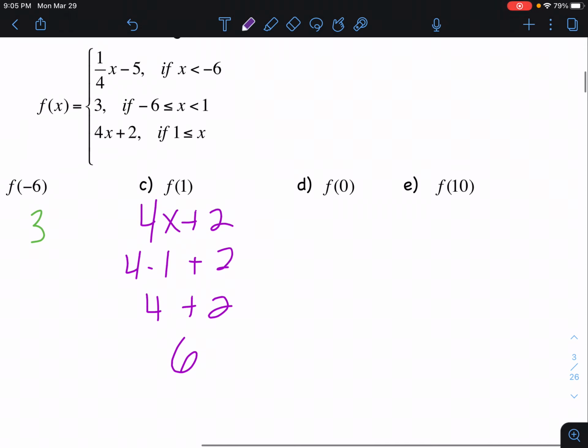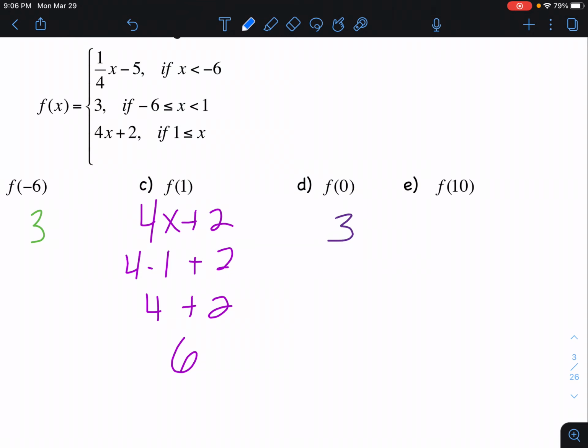Next up, f of 0. Is 0 less than -6? No. Is 0 between -6 and 1? Yes, it is. So I'm going to use this guy here. The output is literally just 3. No x to put in, so just 3.